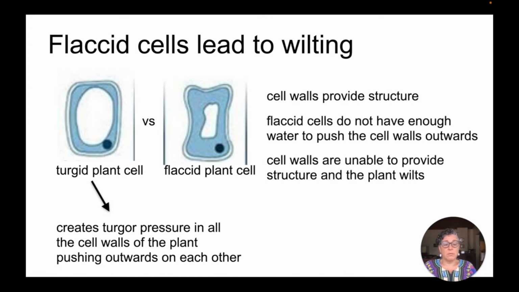So we've talked about this. The cell walls provide structure. Flaccid cells don't have enough water to push the cell walls outward, thereby not creating turgor pressure. And so since the cell walls are unable to provide this structure, the plant is going to wilt or bend over. It's not going to be standing upright the way we would expect it to do. And if it can't stand upright, then it cannot do maximum photosynthesis. And therefore, the plant itself could die because it's not having enough water and not making enough food for itself.